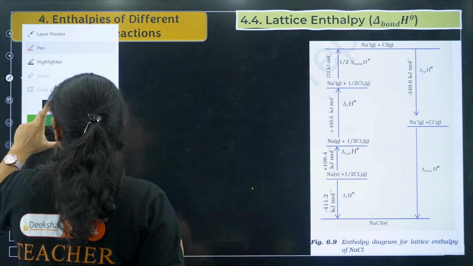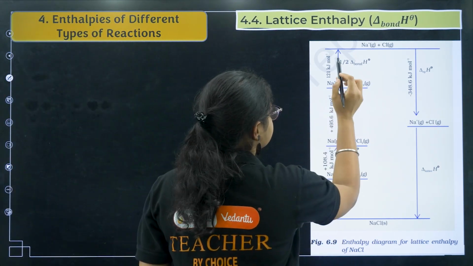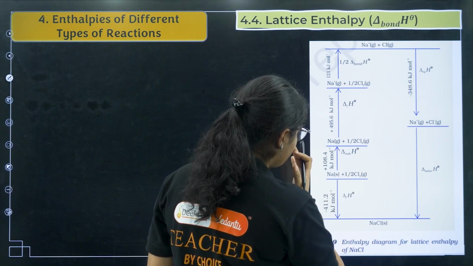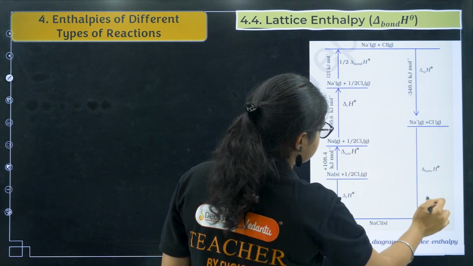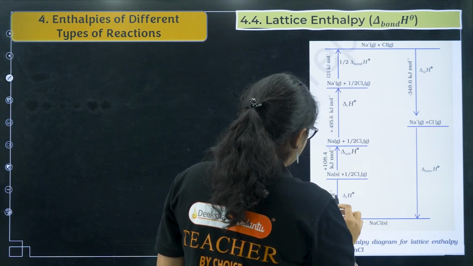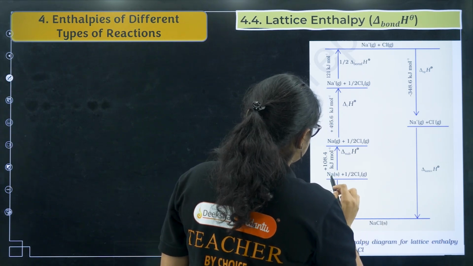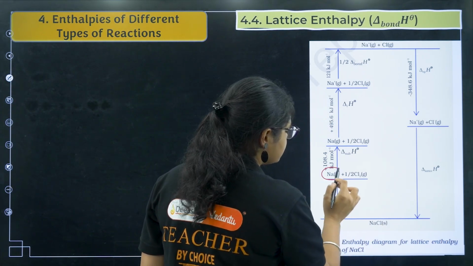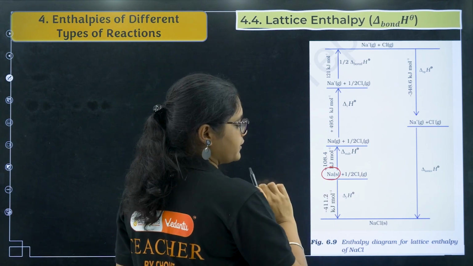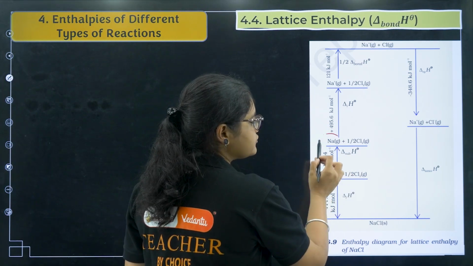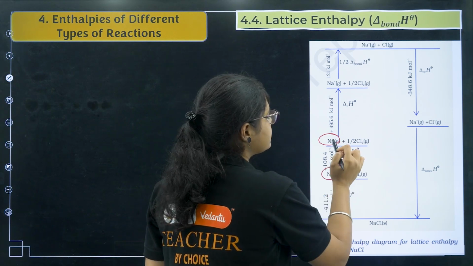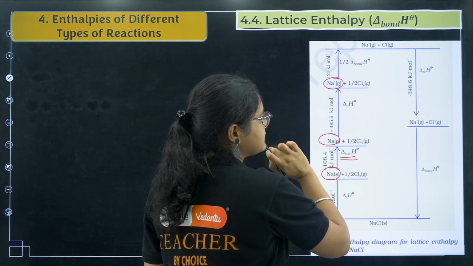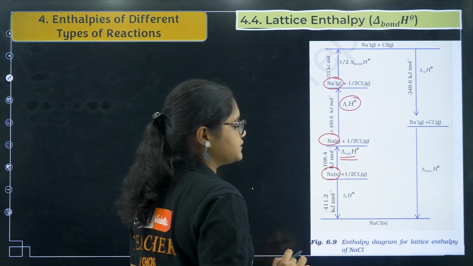See here. First, we have sodium solid. Sodium is converted to sodium gas, for that we need sublimation enthalpy. Okay, next sodium gas is converted to Na plus ion, for that we need ionization enthalpy.